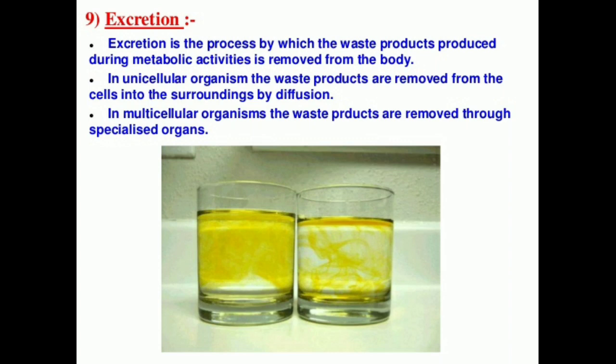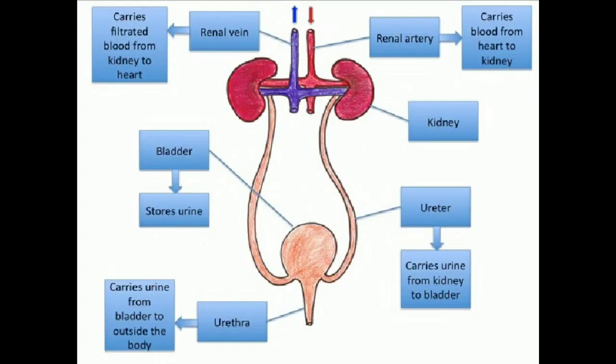So in the case of humans, we have an excretory system. Which is the excretory organ in humans? The kidneys are the main excretory organs of the human body. The excretory system of human beings consists of 2 kidneys, 2 ureters, a urinary bladder and a urethra. You know that every person has 2 kidneys, right?